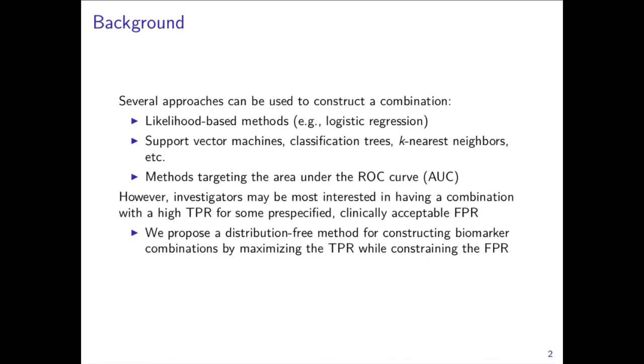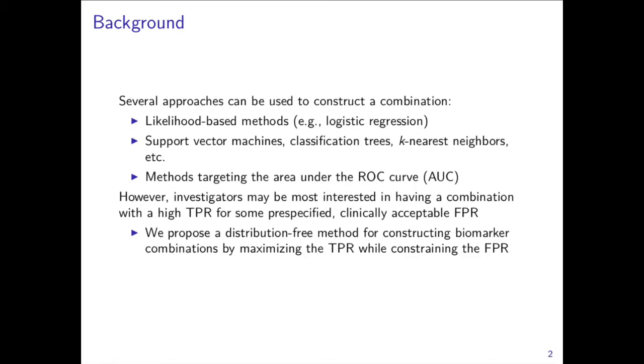And then the third set of methods that I also mentioned in part 1 are those targeting the area under the ROC curve. So that's the entire area, basically getting at the idea of if we're going to use this combination for prognosis, diagnosis, or screening, something where we would say we care about the AUC as a measure of predictive capacity, then why not construct the combination by optimizing the AUC?